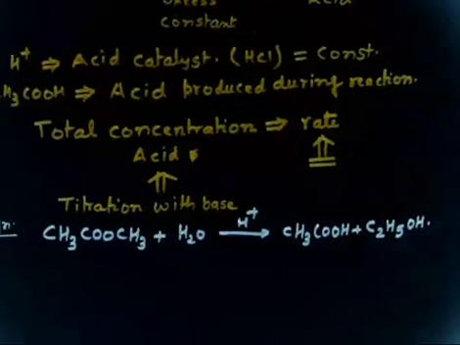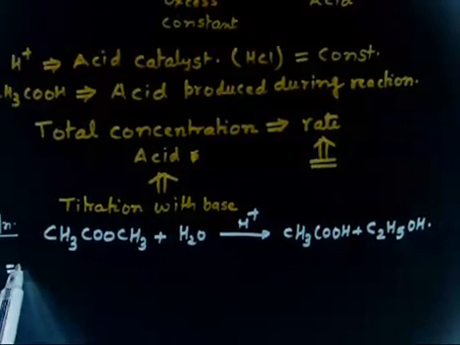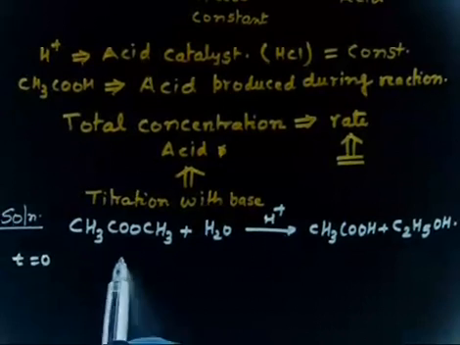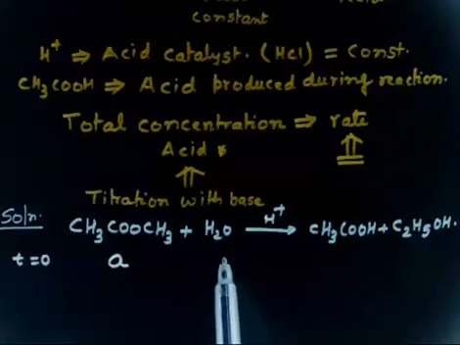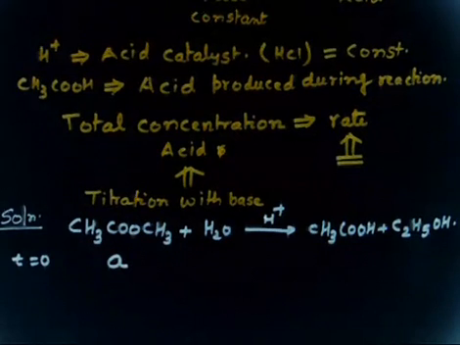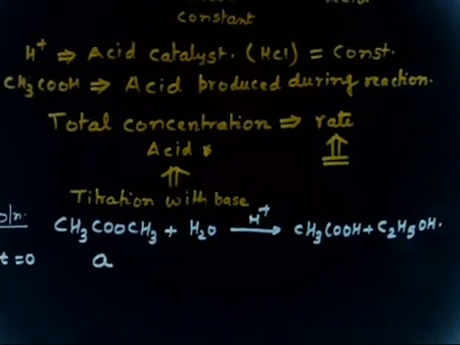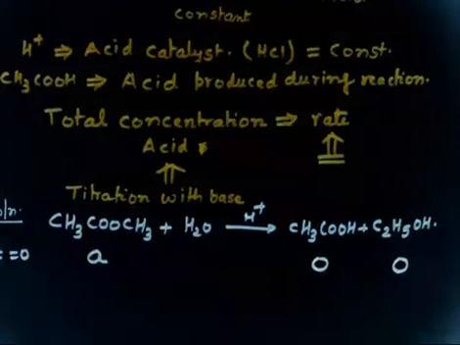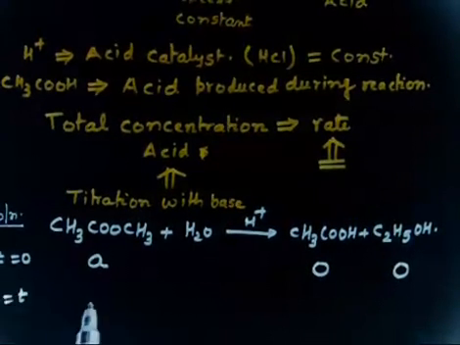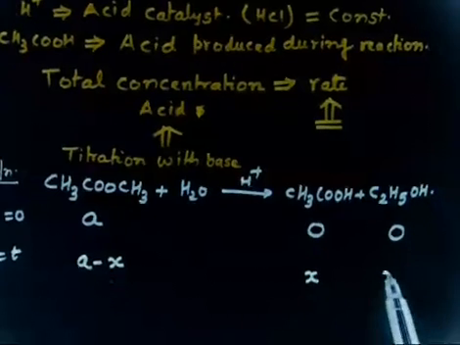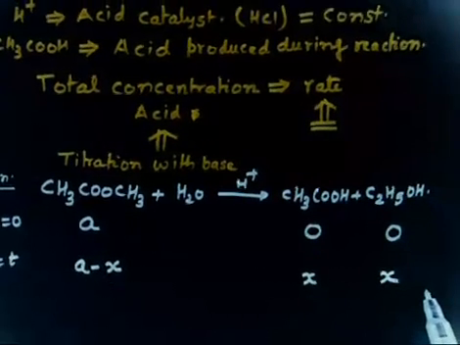Now see, at t equals 0, you have some ester A and the concentration of water is in excess, so I am assuming this remains constant, so there is no point of writing the same thing in the reaction table. Now this is 0, this is 0. At t equals t, what will happen? Some x mole has dissociated, so you will have A minus x. This is x and this is again x. Are you getting or not?